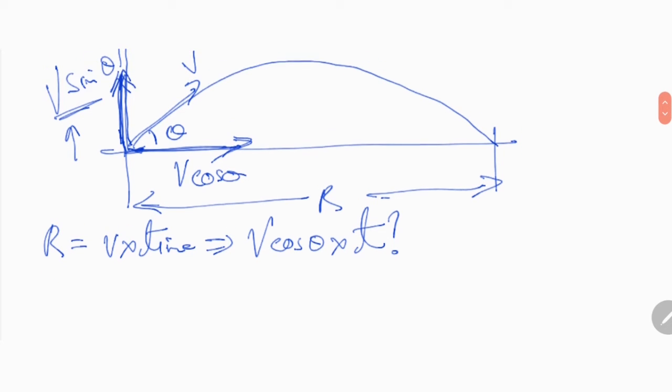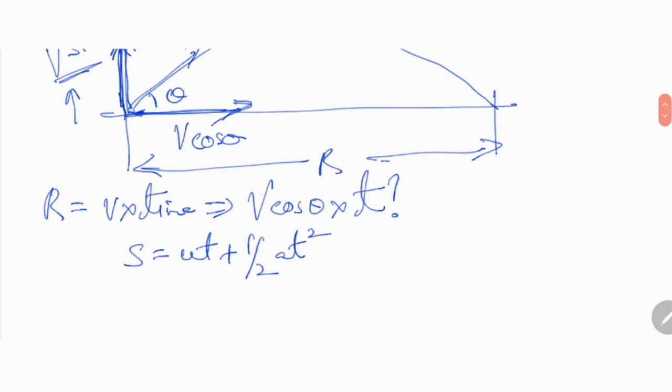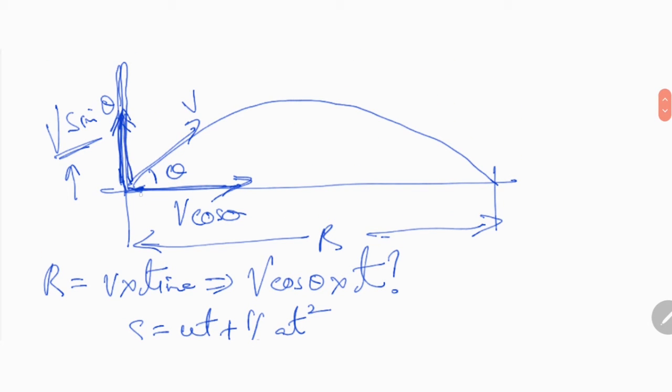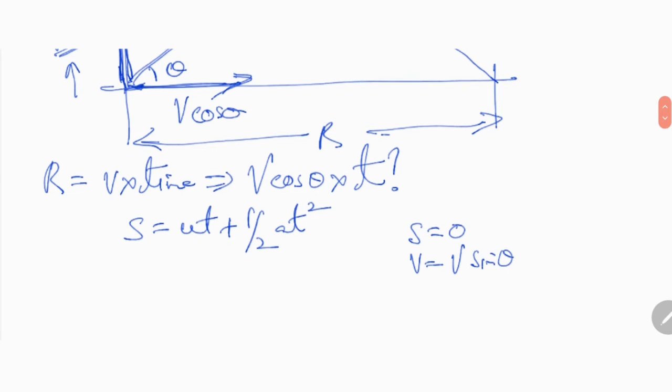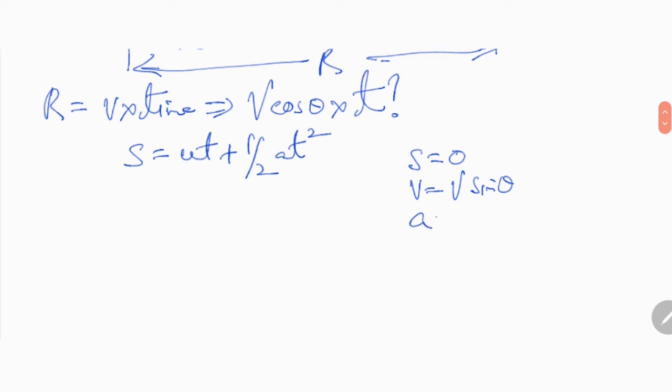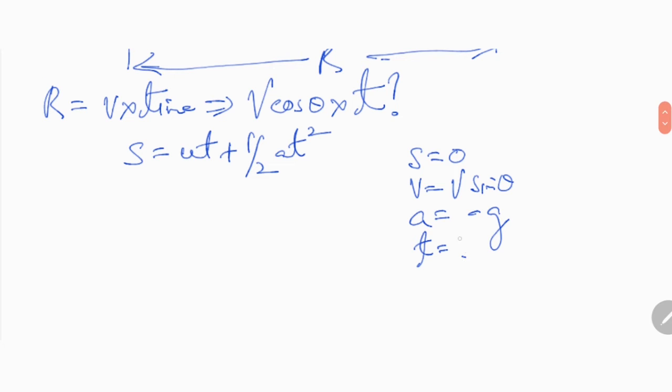So can we apply our formula here, which we studied earlier? S is equal to ut plus half at square. So what is happening is the ball goes up, comes down, right? So along the y axis, what is s? S is 0. What is its initial velocity? It is v sine theta. What is acceleration a? Since it is downwards, let's take it as minus g, correct? And of course time we need to calculate.